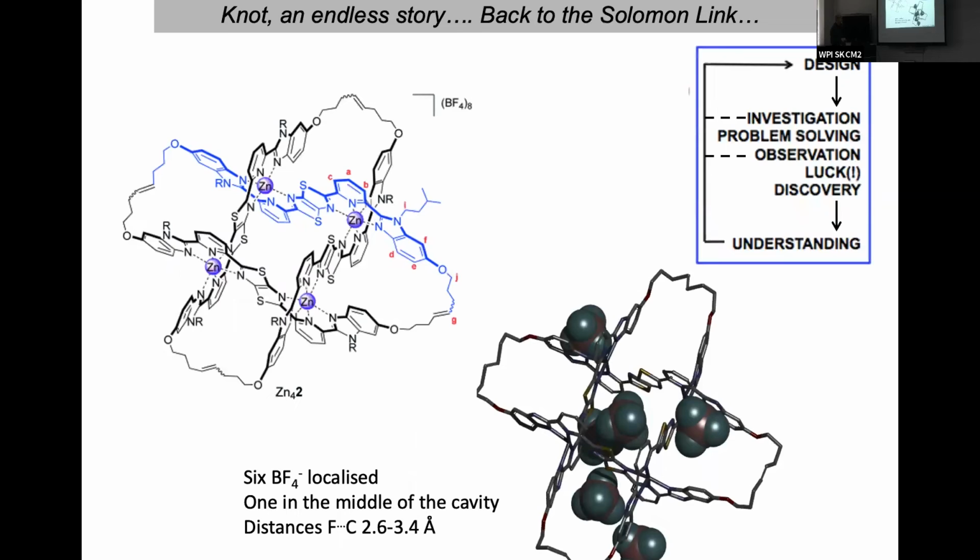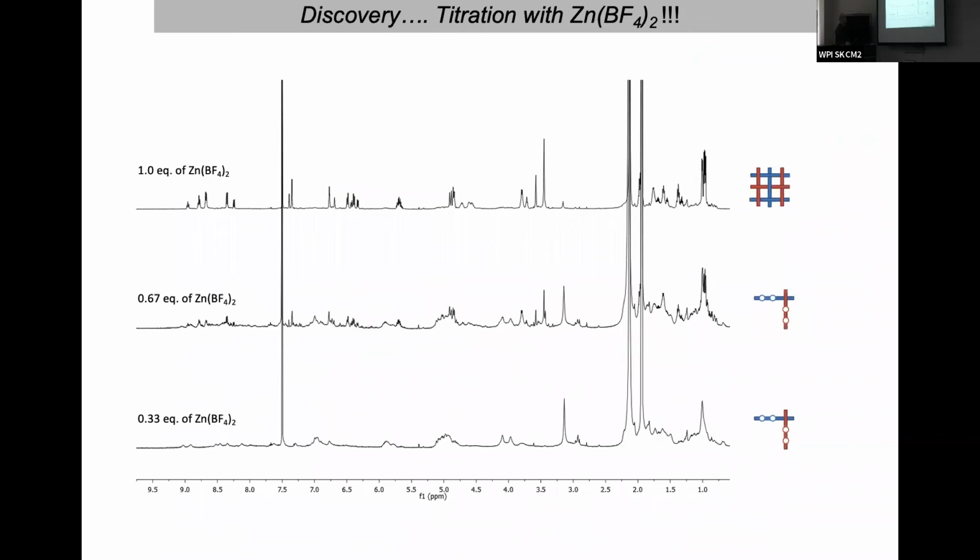That was of a BF4 salt. And he noticed that in the crystal structure, these BF4 anions were actually in the center of these cavities. So he switched from using zinc triflate to zinc BF4. And when we did that with exactly the same ligand, immediately we formed, quantitatively, a very simple NMR spectrum. And this turns out to be the 3x3 interwoven grid.